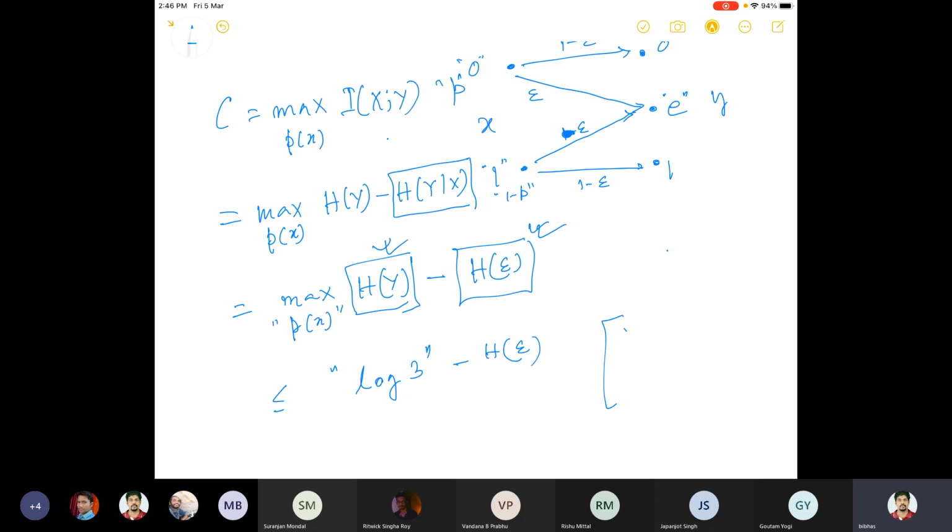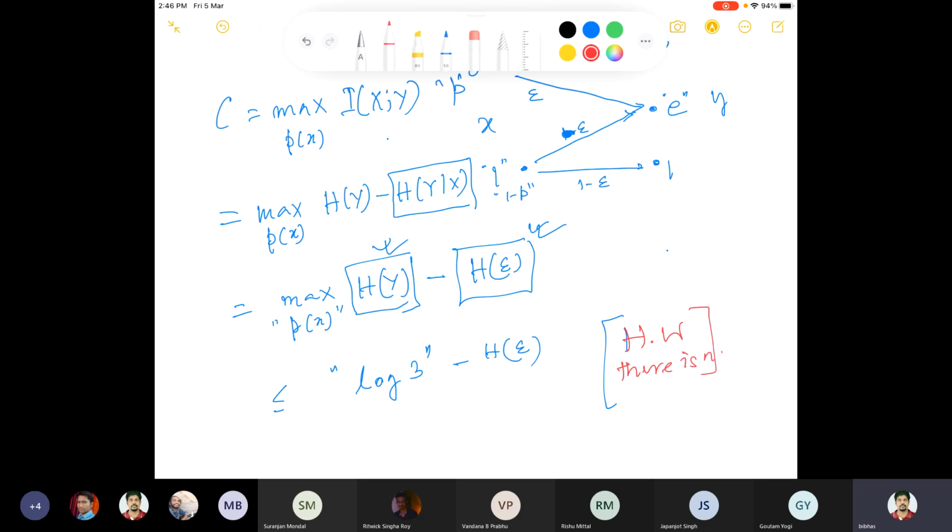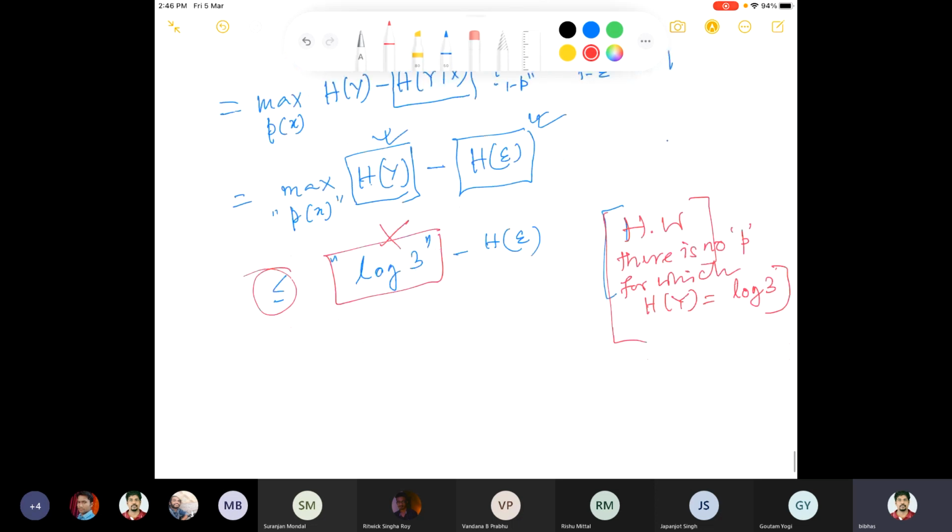So this is homework. Just try to find out why it is not, okay? You can just check it. This is homework, that there is no P for which h of Y will be equal to log of 3. So this trick will not apply here. Okay, so this will not be possible. There is no such P for which this will happen. So you cannot make this inequality an equality.